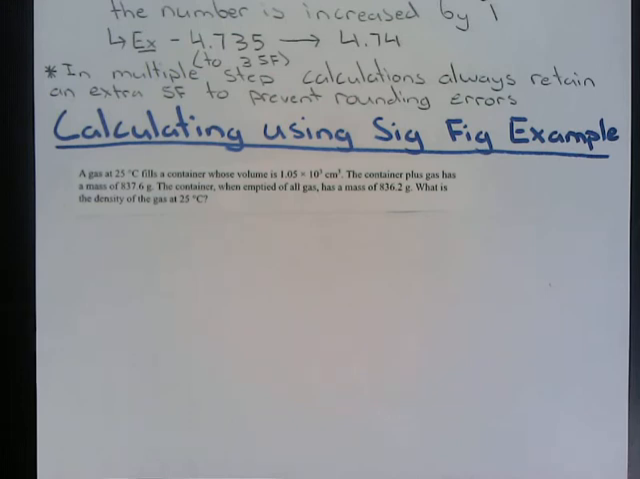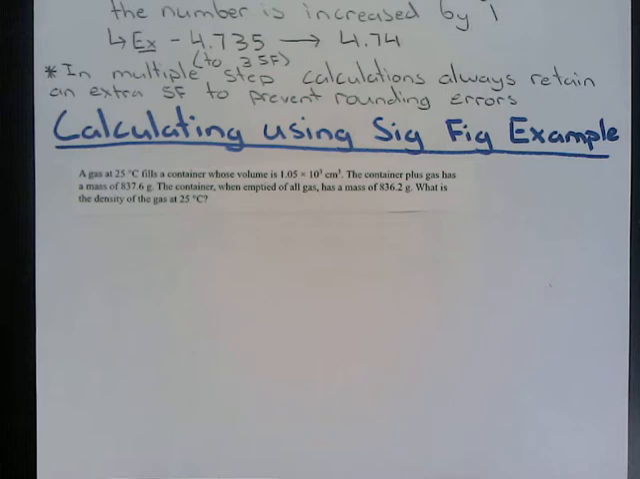A gas at 25 degrees Celsius fills a container whose empty volume is 1.05 times 10 to the third cubic centimeters. The container plus the gas has a mass of 837.6 grams. The container, when emptied of all the gas, has a mass of 836.2 grams.